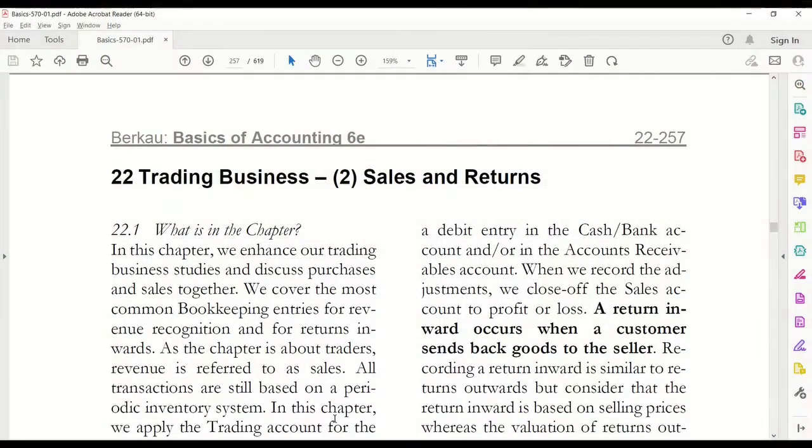In our textbook Basics of Accounting, you will find the case studies about trading businesses twice. In chapter 22, it's only sales and returns. And in chapter 23, it's sales and returns with value-added tax.